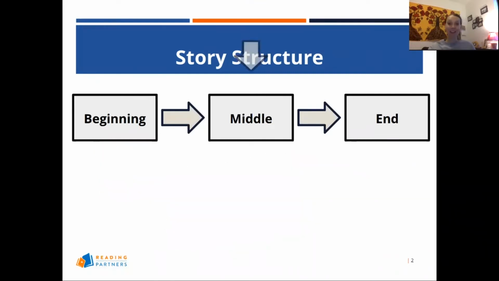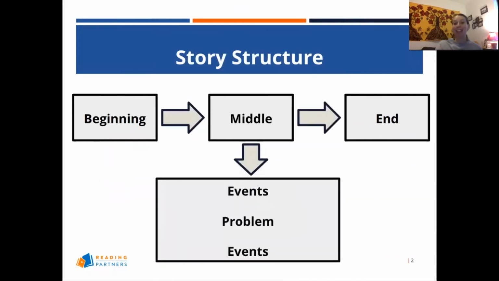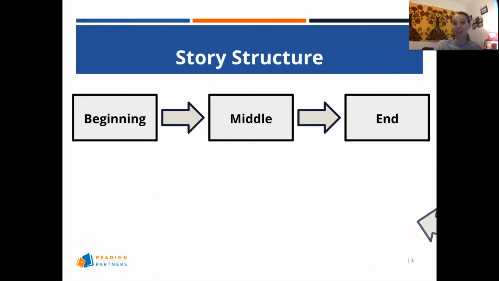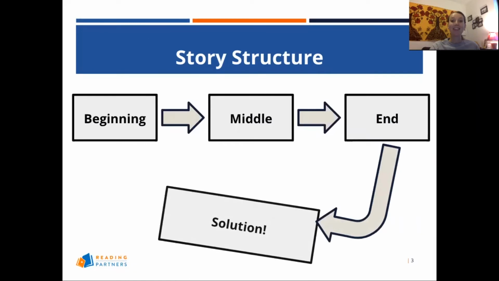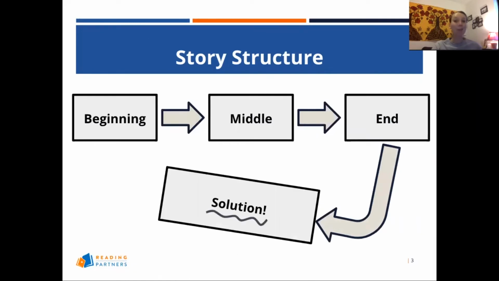In the middle of our story, we find some events, the rising action that lead us to a problem, what goes wrong, that leads to some more events, the falling action, that lead us to what happens at the end of the story, where we find the solution, how the problem of the story gets fixed.